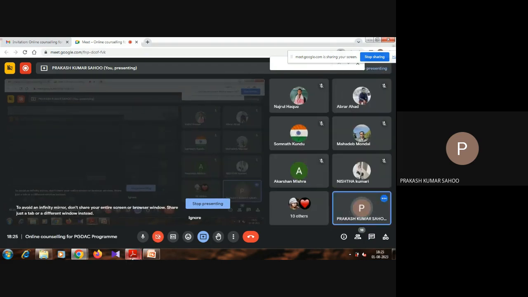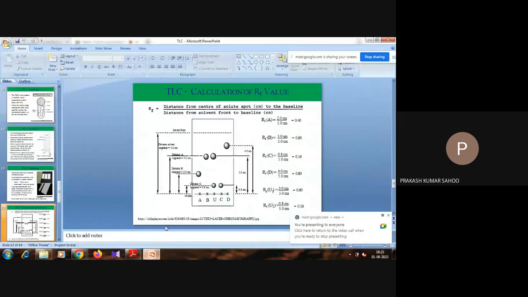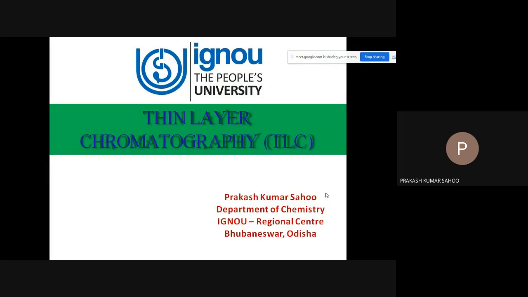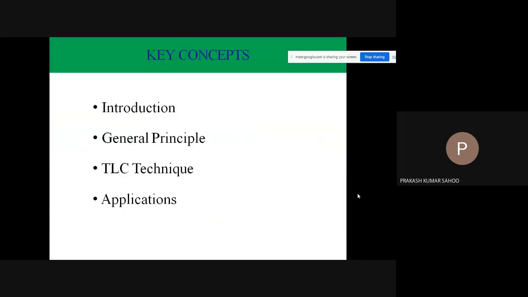Okay, let's move on. Then we have thin layer chromatography. We will look at the PPT first, then we will go to the PDF of our IGNOU material. So this is thin layer chromatography, in short TLC. These are the contents of this presentation: introduction, followed by general application, general principle or theory, then the techniques and the applications of TLC.